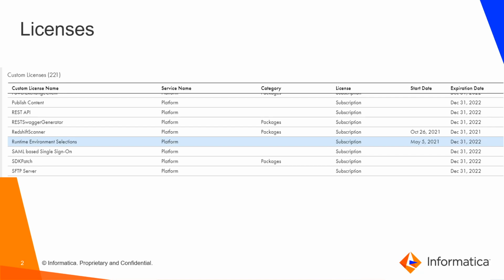To make effective use of the resources, the team has come up with a feature called runtime selections, and the license required for it is called runtime environment selections. You can get in touch with the shipping team to enable this license. Once you have it enabled, you go to the runtime environment and you can enable the services and the connectors that you're planning to use for the particular duration.